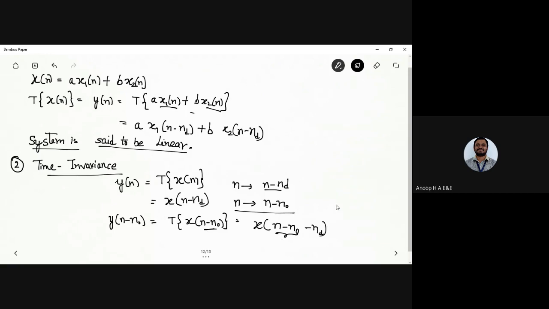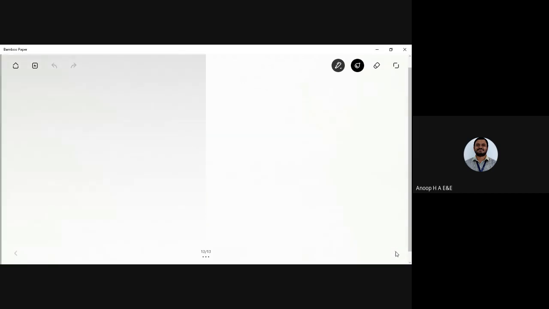Okay, got it? So with a suitable change in the input signal, I can say that the given system is time invariant. The system is time invariant. Got it? Now let's move on to the next one, that is the third one.